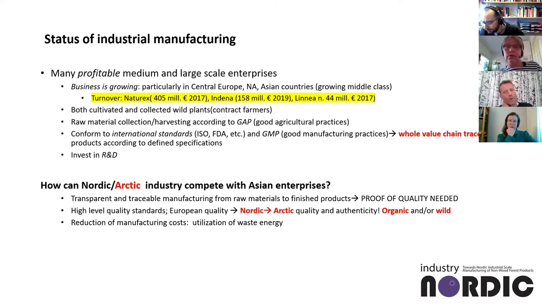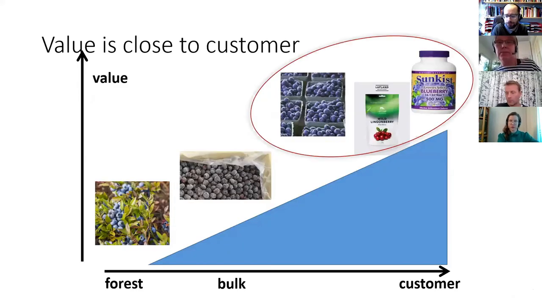So how could Nordic or Arctic industry compete with the Asian enterprises? Obviously, we need to have transparent and traceable manufacturing from raw materials to finished products, and it's important to show the proof of quality. We need to have high-level quality standards, and it's also very beneficial if the raw material is organic or wild. One could also pay attention to reduction of industrial manufacturing costs, like you could look into whether you could utilize waste energy. This is an example from the Industry Nordic project, showing just that the value is close to customer.